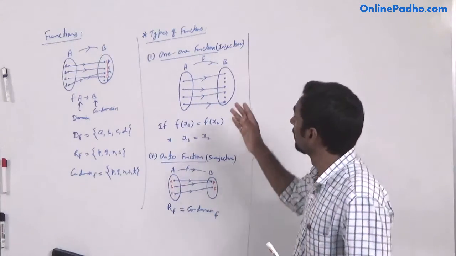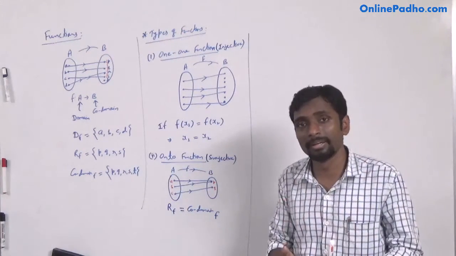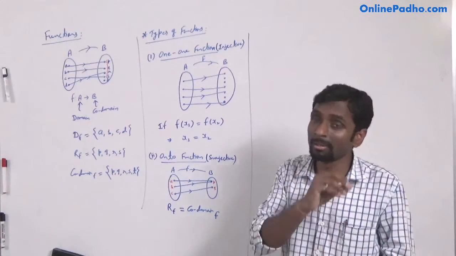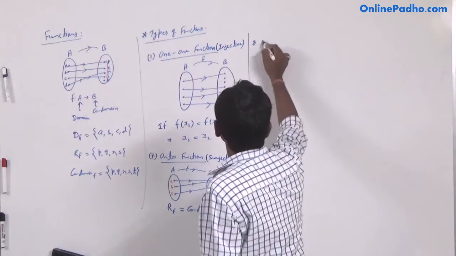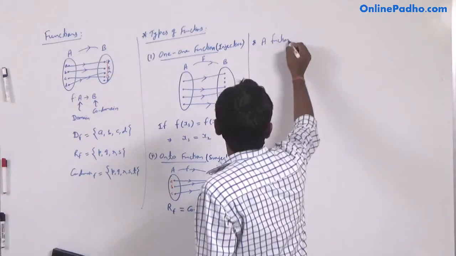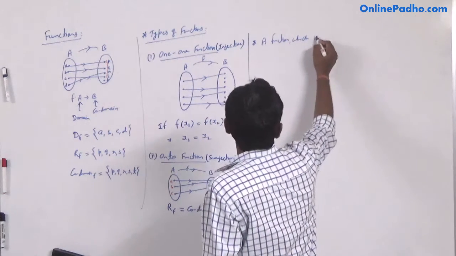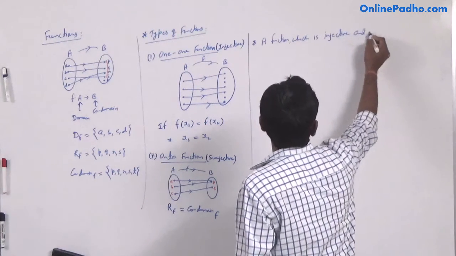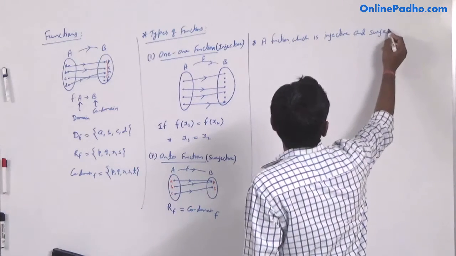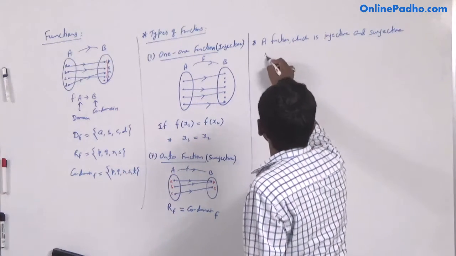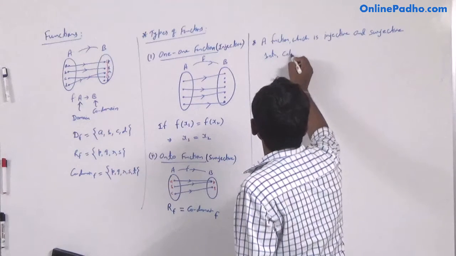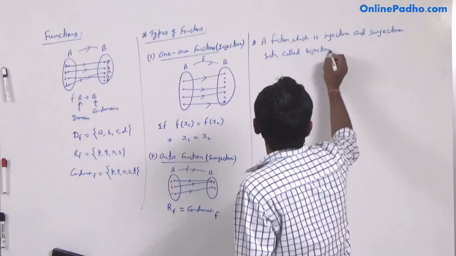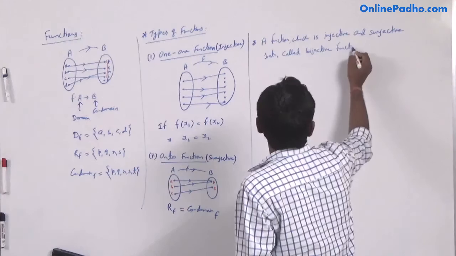And one-one function can be written as injective function. If a function is both injective as well as surjective, that is called the bijective function. A function which is injective and surjective both is called the bijective function, right?